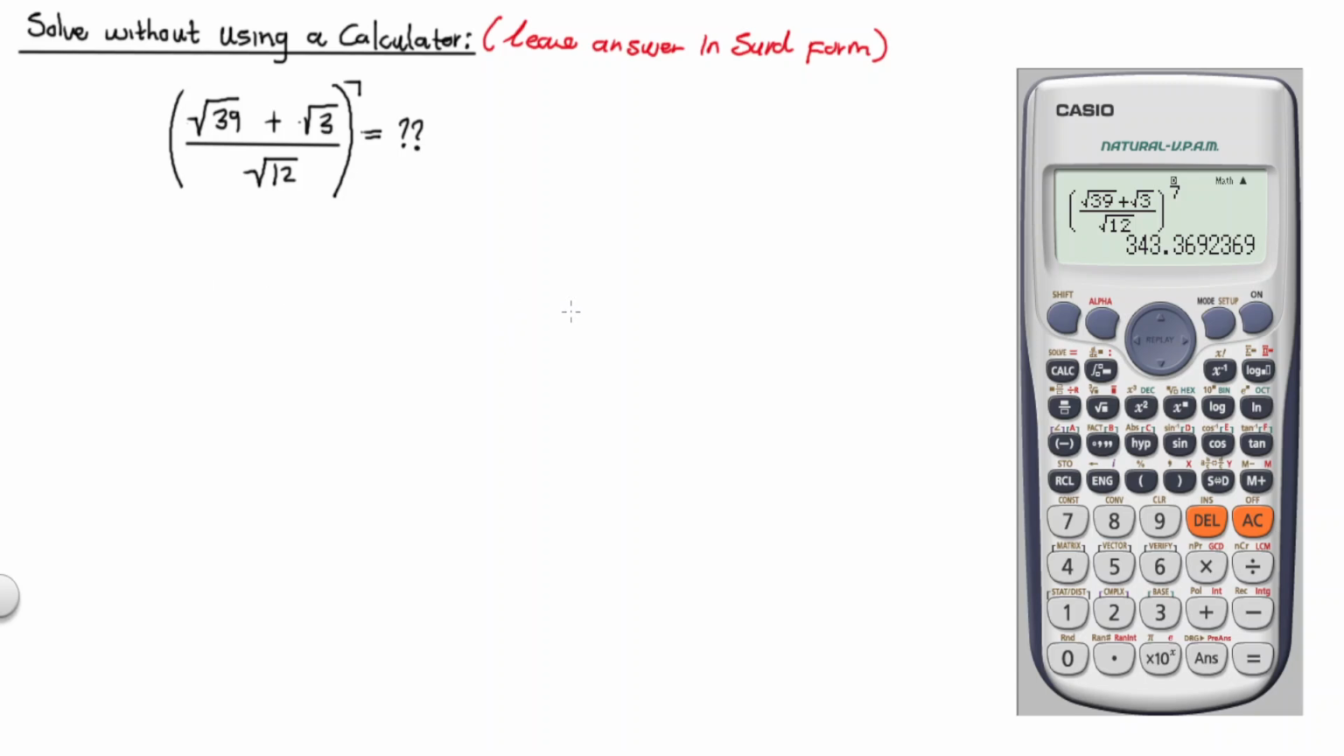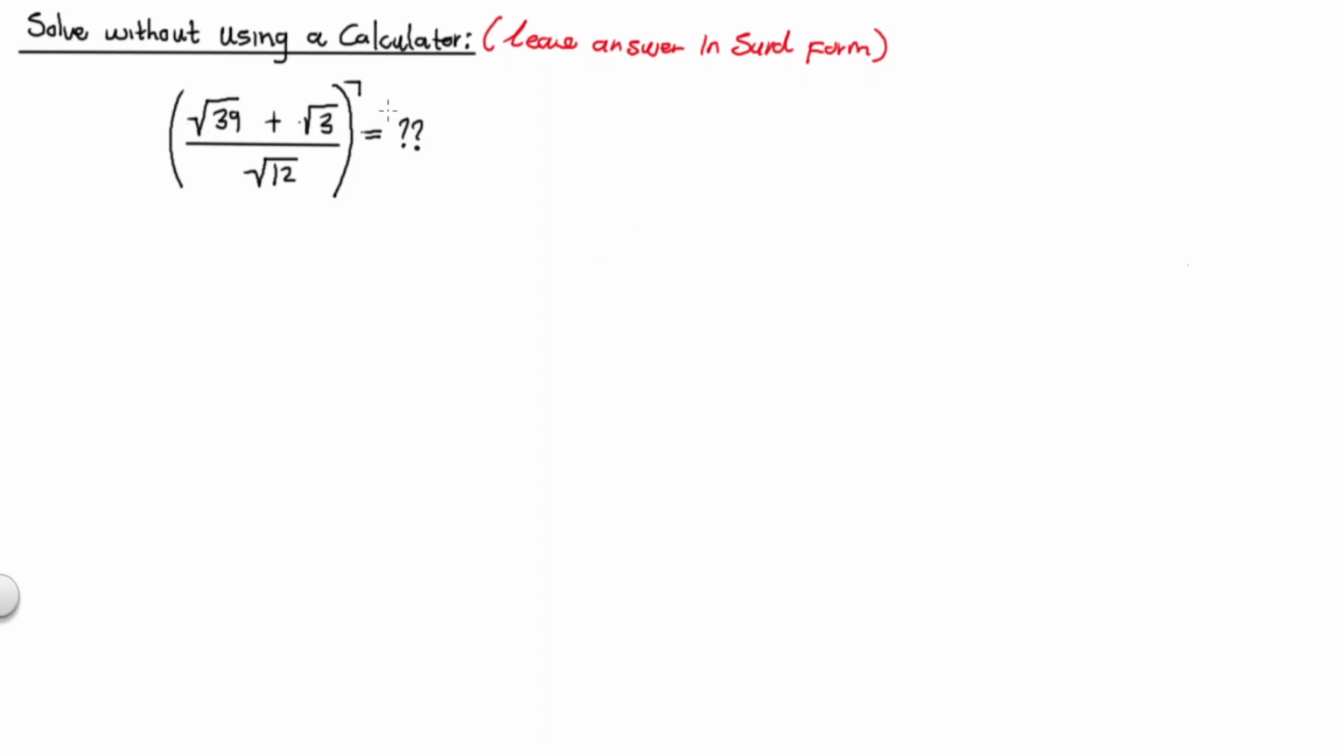Okay, so we want to solve this one without using a calculator and leaving it in surd form. All right, now the exponent 7, yeah, that's the problem here. That is the problem. But the first step is actually to deal with the 39 and the 12 under the square roots, okay? Because these numbers can be simplified further, right? Because 39 can be broken up into two numbers. The 12 can also be broken up into two numbers as well.